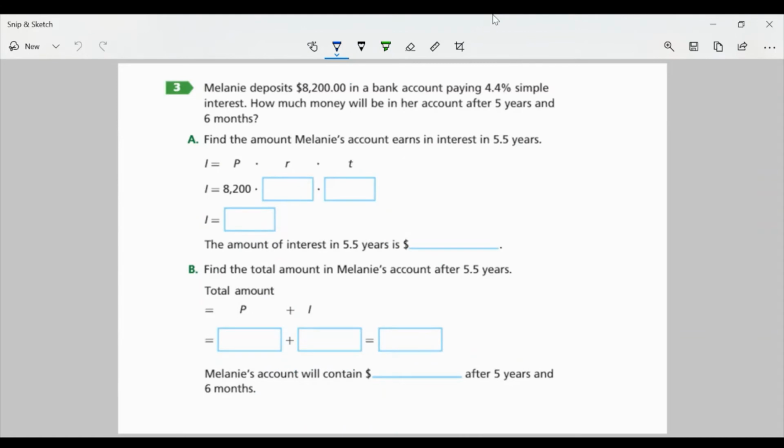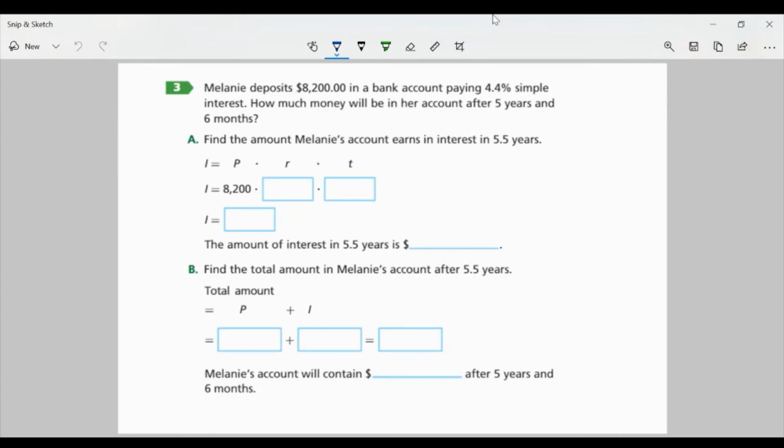So let's look at task 3. Melanie deposits $8,200 in a bank account paying 4.4% simple interest. How much money will be in her account after 5 years and 6 months? So essentially 5.5 years. Part A, find the amount Melanie's account earns in interest in 5.5 years.